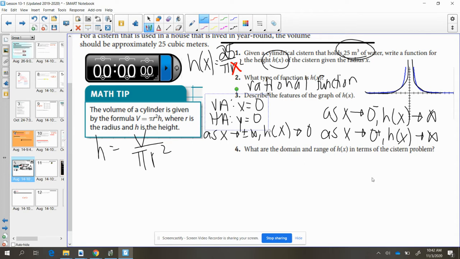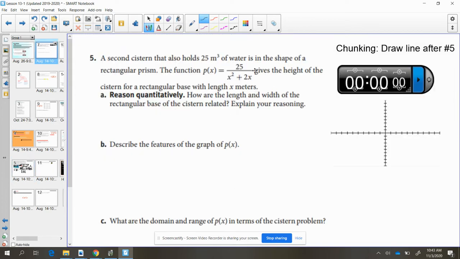Now the domain and the range in terms of this particular problem is going to be greater than 0, because even though officially our graph obviously is showing a negative x portion, we're not going to have a negative height for this cistern. So in terms of this real life application, our domain is changed to be 0 to infinity. Range, whether we're talking about the cistern problem or not, is going to have to be greater than 0 based on our graph. Now there is also a second type of cistern given by this function here.